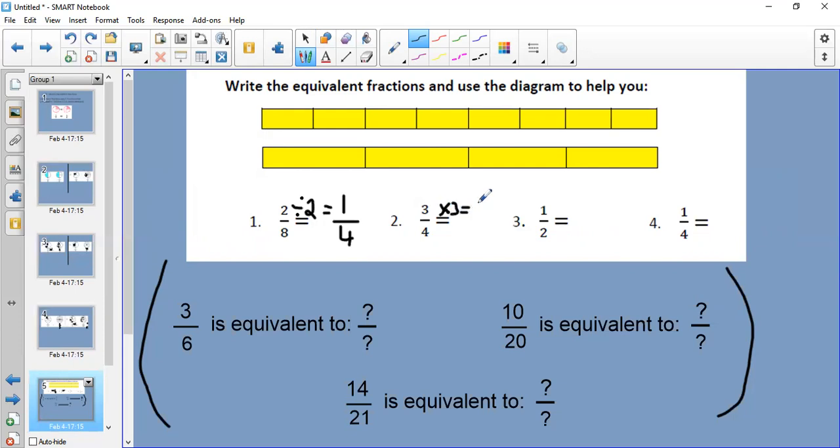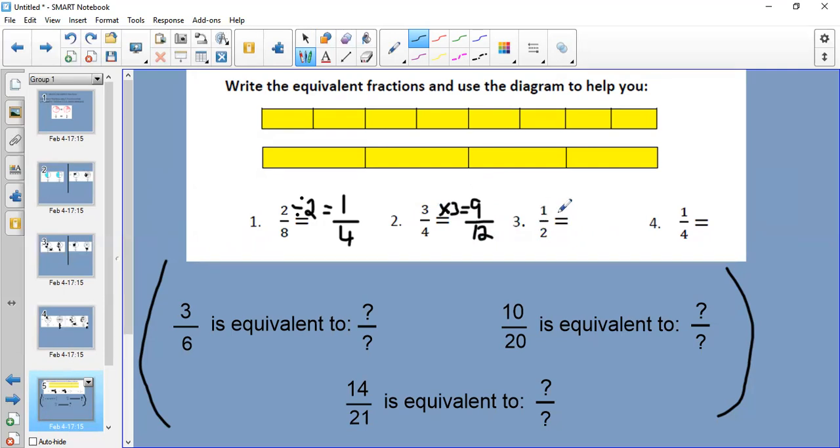I know 3 times 3 is 9, so my numerator is 9. And I know that 3 times 4 is 12. Okay, and if I did 9 divided by 3, how many 3's go into 9? The answer would be 3. How many 3's go into 12? It would be 4, which is 3/4. So I know that 9/12 is equivalent to 3/4.